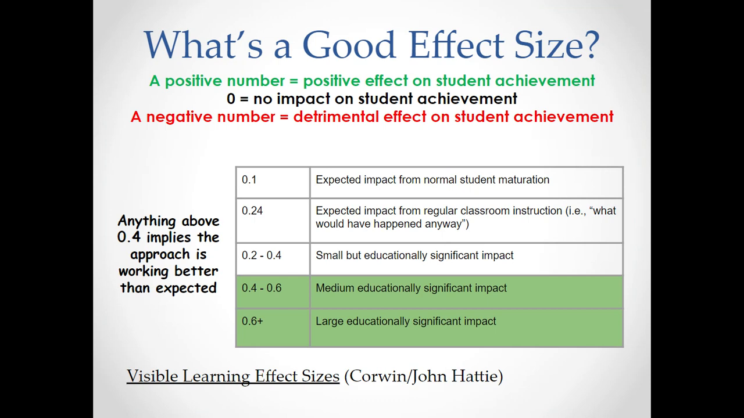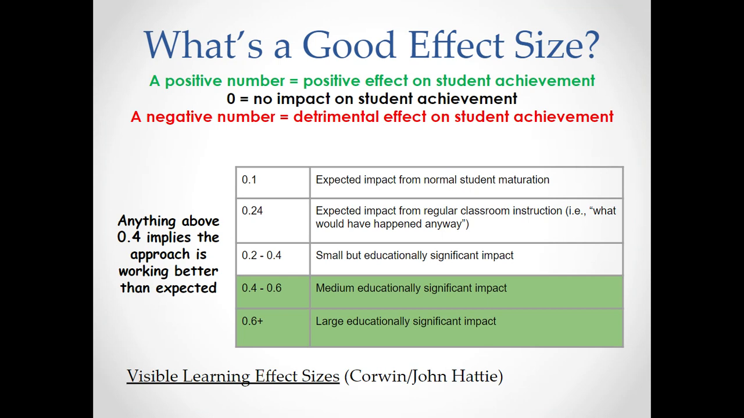So I see those numbers of effect sizes, but that means nothing to me. What's a 0.2? What's a 0.9? What's a 0.4? What's good? What's not good? So effect size isn't necessarily a black and white definitive thing, but in education in general, these are kind of the general rules of thumb.